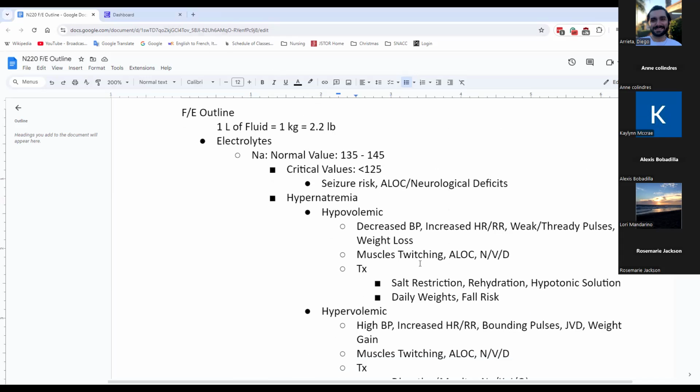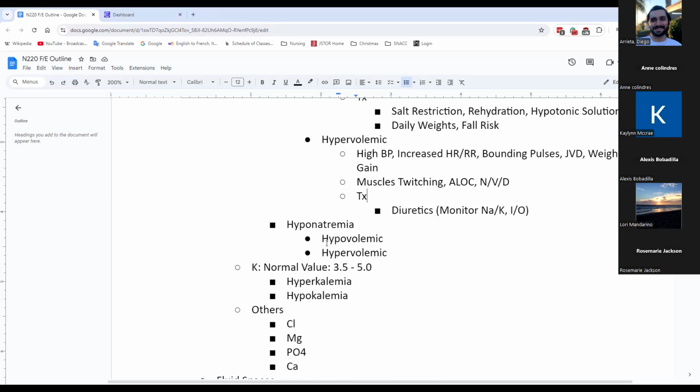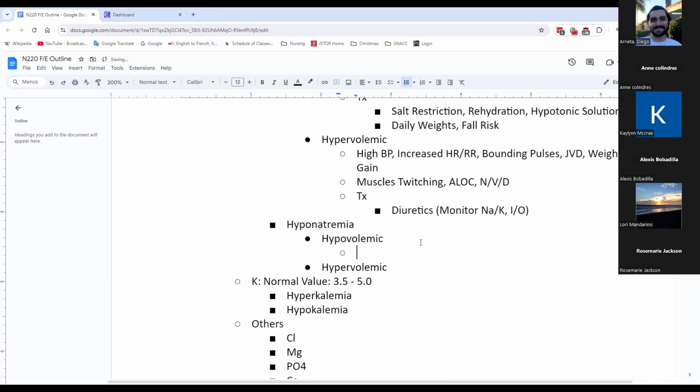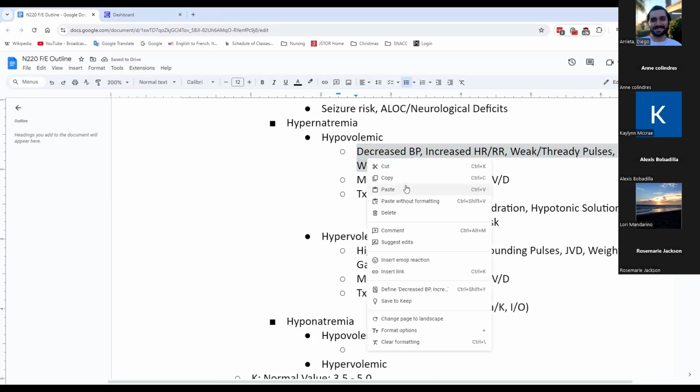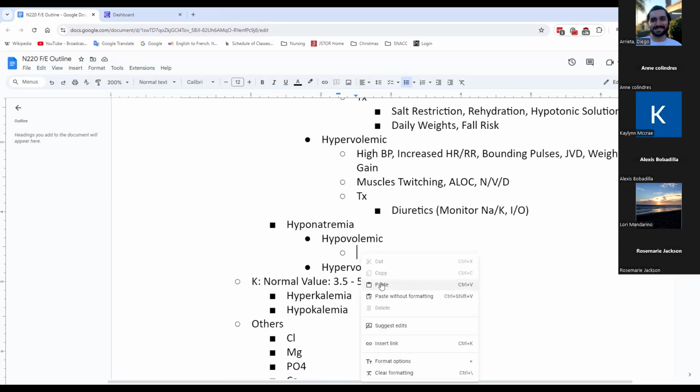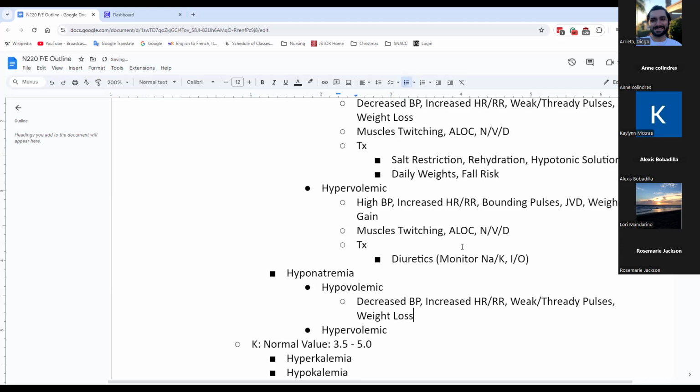So this is a nice thing to review for you guys. Hyponatremia. We're gonna have hypovolemic hyponatremia and hypervolemic hyponatremia. So again, we're gonna include the same stuff here because it's gonna apply. This is all just from the hypovolemic part of it. What are some things you might see in hyponatremia specific to the lack of sodium?